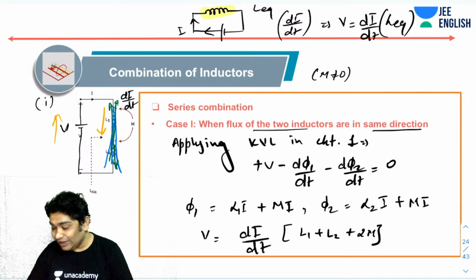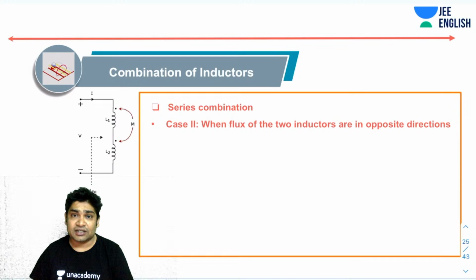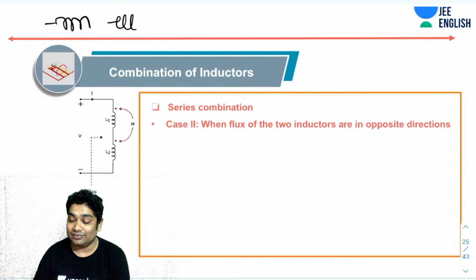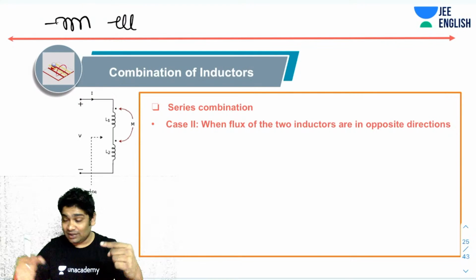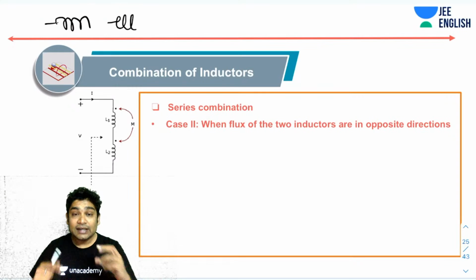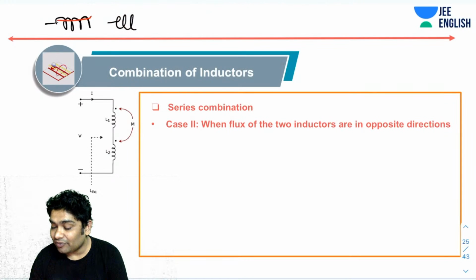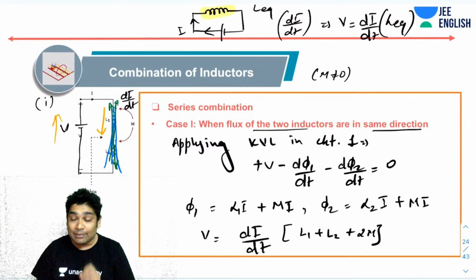Now let's consider the other case. The other case is when the flux in the two inductors is in the opposite direction. So imagine if one coil is going like this and the other coil is going in the opposite direction. One coil is coiled in the clockwise direction and the other in the counterclockwise direction. Then the magnetic field produced by both of them would be in opposite directions, right? In the earlier case, both of them were producing the magnetic fields in the same direction.